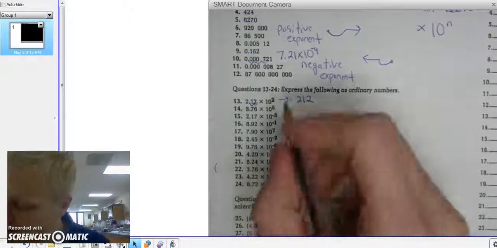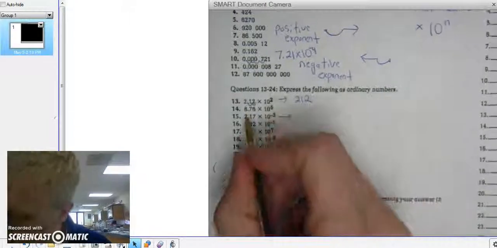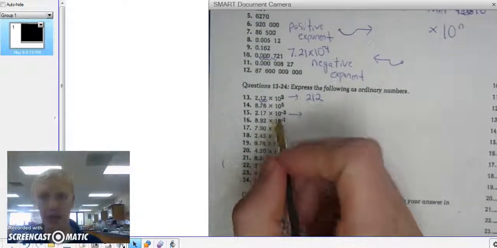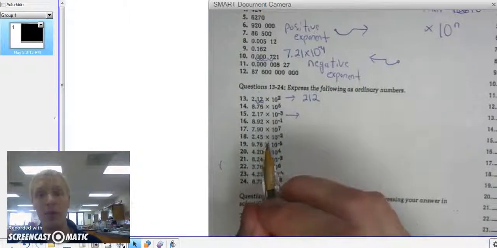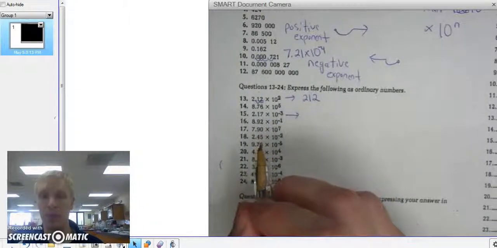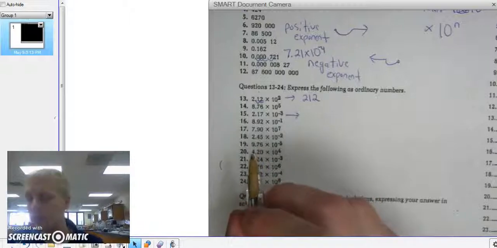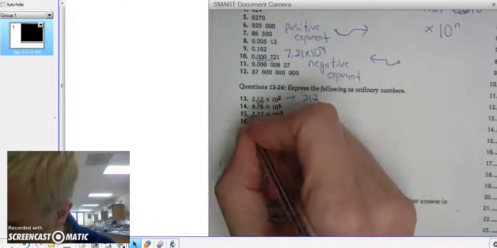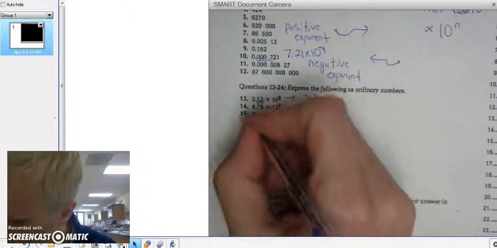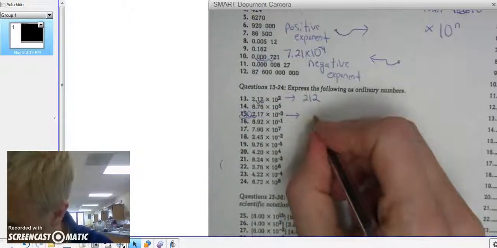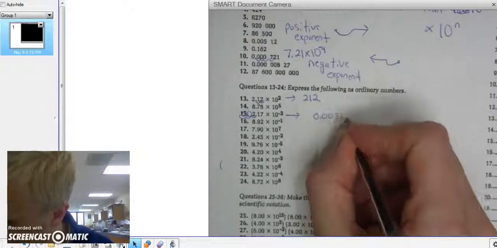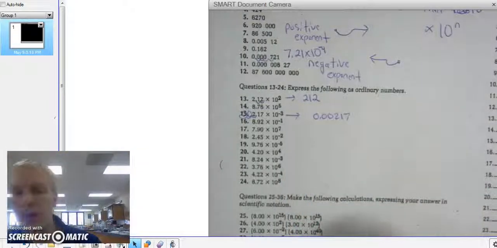Alright, let's do another one. 2.17 times 10 to the negative 3. It's a negative exponent, so that means we're making the number less than 1. And we have to move the decimal to the left. So I'm moving it to the left 1, 2, 3 spots, a 0, 0. So it's 0.00217, my ordinary number.